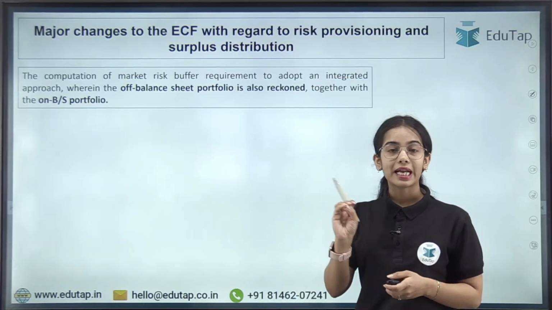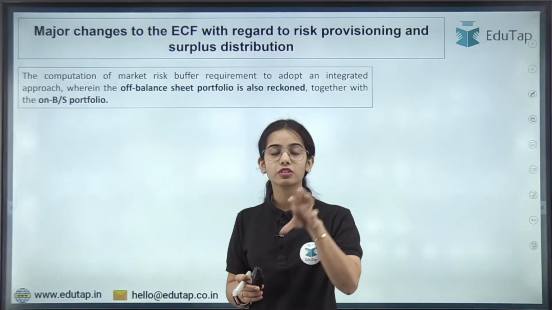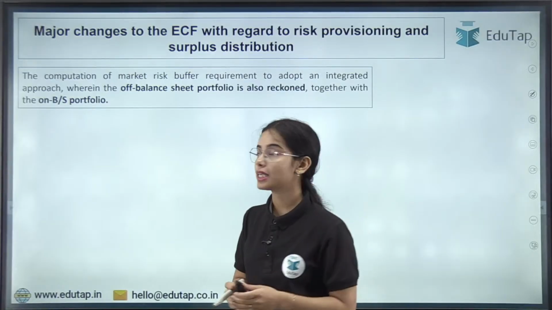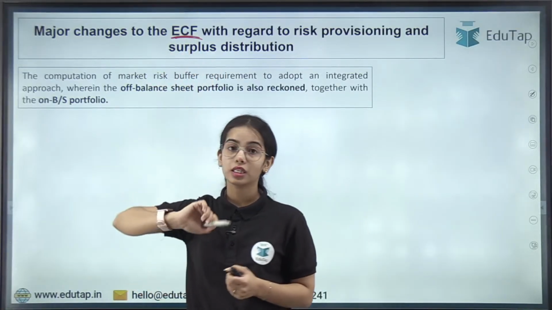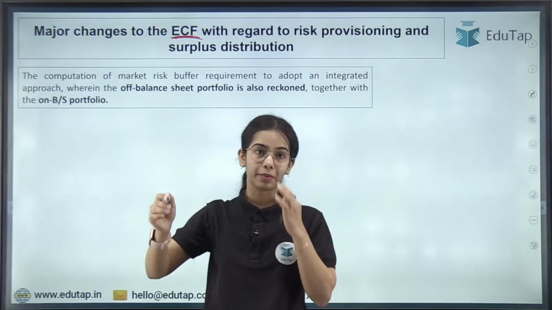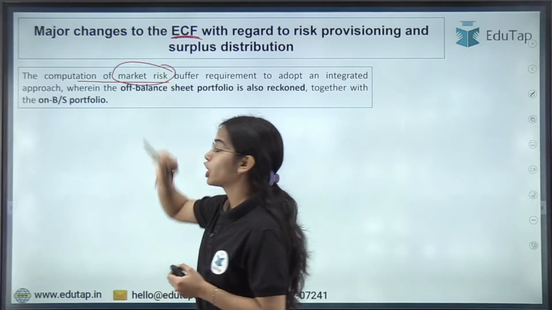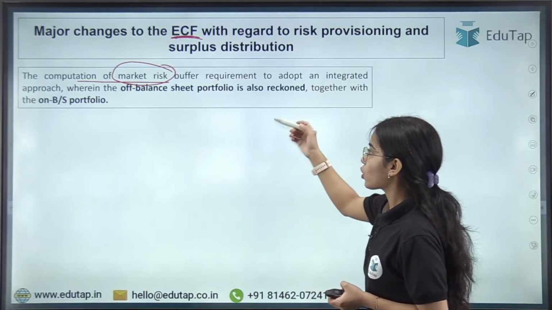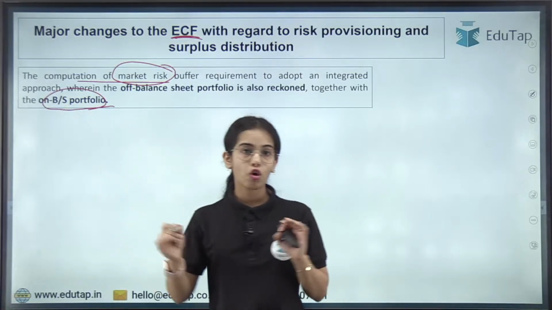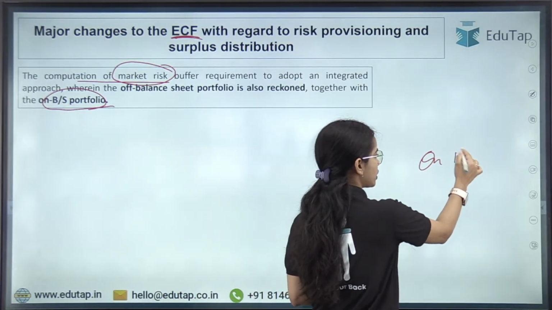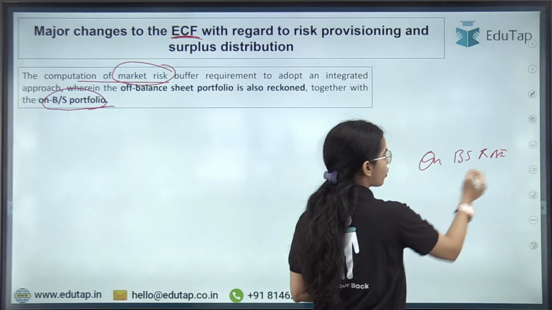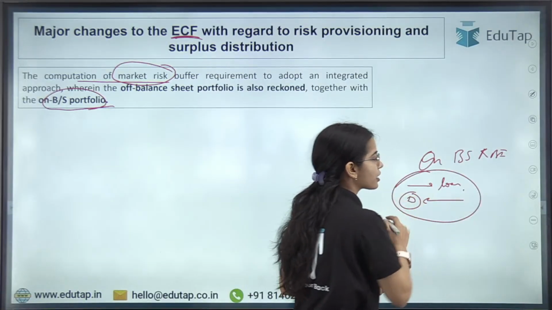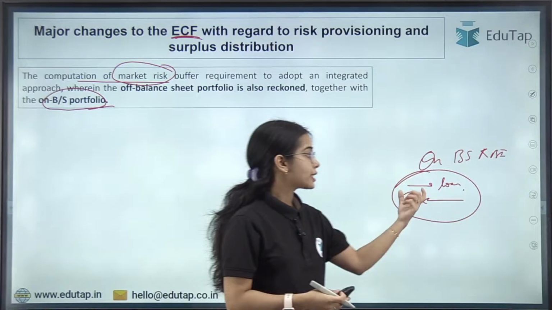So now we have understood the basic idea that the RBI has to maintain the capital buffers. How much of the buffers should be maintained by the RBI? That comes under the economic capital framework. Okay, so the computation of market risk. So first we are starting with the market risk. The computation of the market risk buffer requirement is on the basis of the on balance sheet portfolio. So on the balance sheet of the Reserve Bank of India, all the loans that the RBI is giving, all the deposits that the RBI is taking, the current transactions that the RBI is doing, the current assets of the bank.